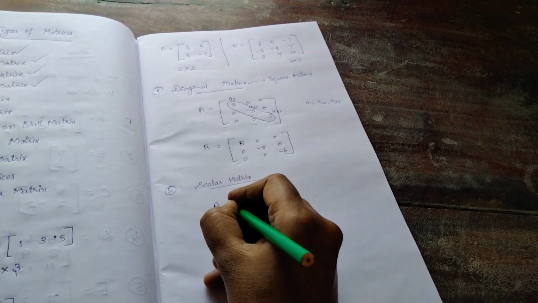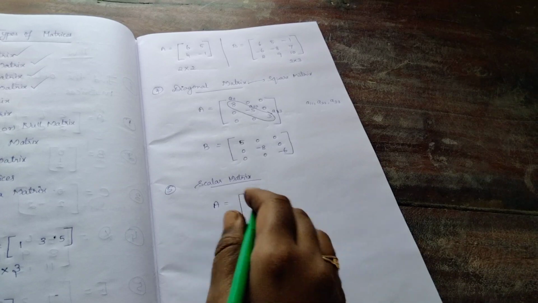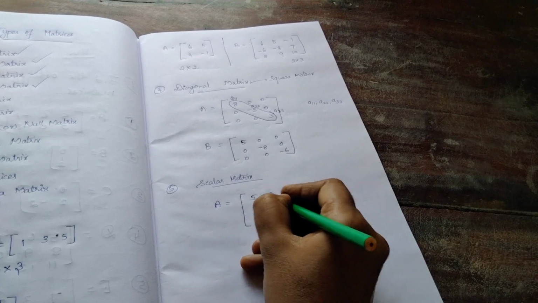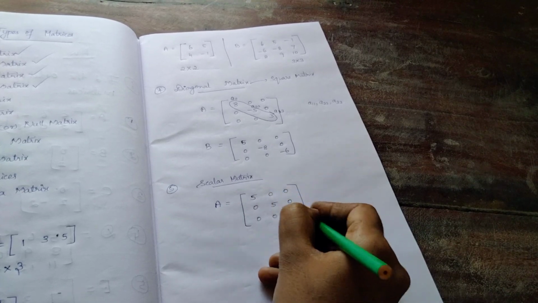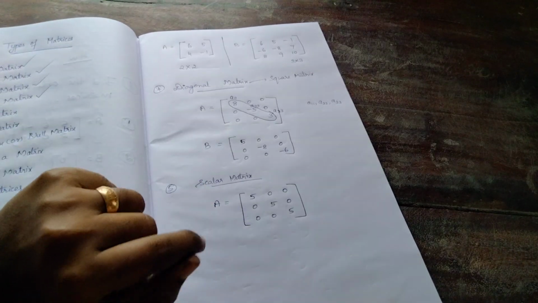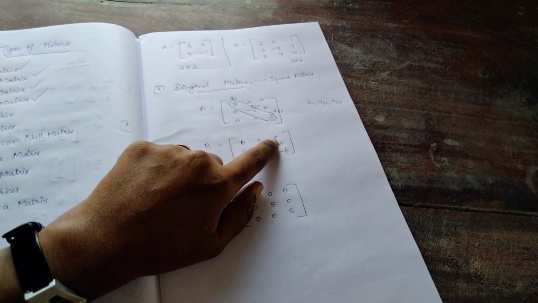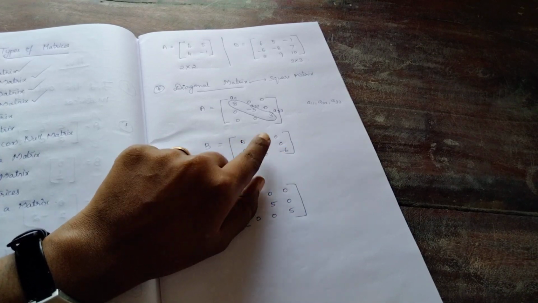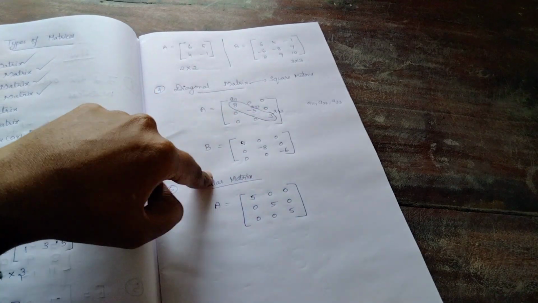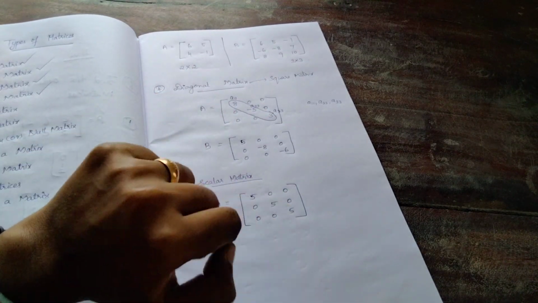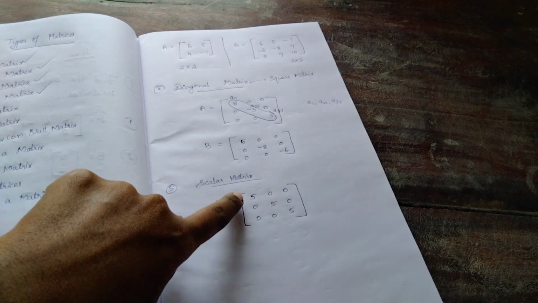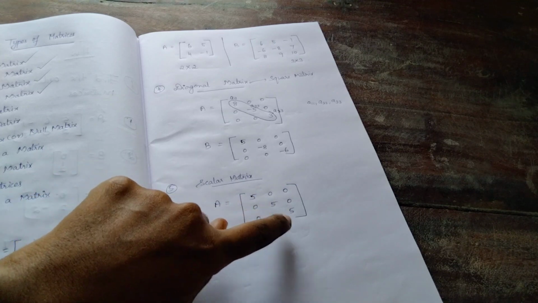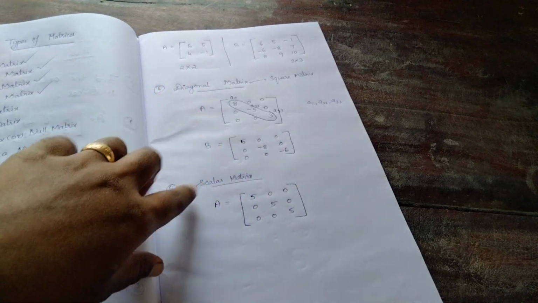The meaning is A is equal to the diagonal elements 5, 0, 0, 0, 5, 0, 0, 0, 5. So this is the scalar matrix. What's the difference between diagonal matrix and scalar matrix? In the diagonal matrix, the leading elements A11, A22, A33 contain different elements. But in scalar matrix, those entries should be the same. That is the difference. So in scalar matrix, the leading diagonal A11, A22, A33 should be equal.